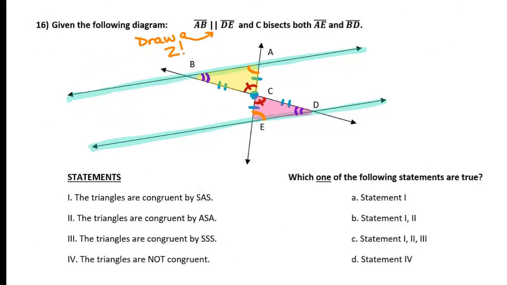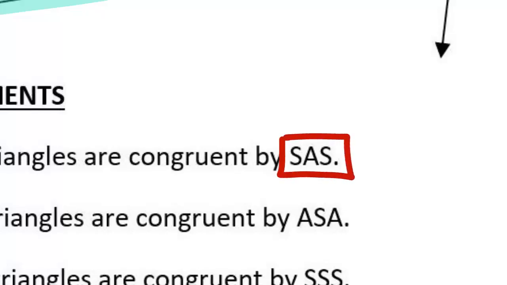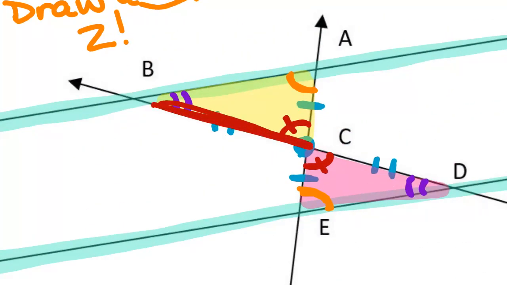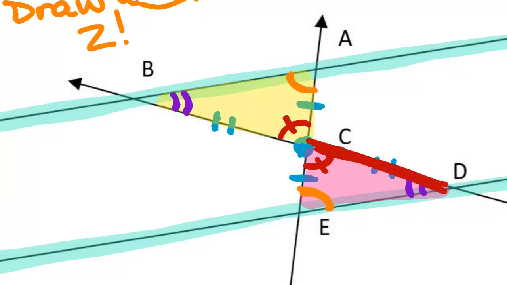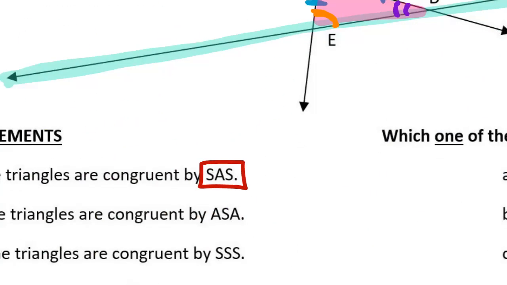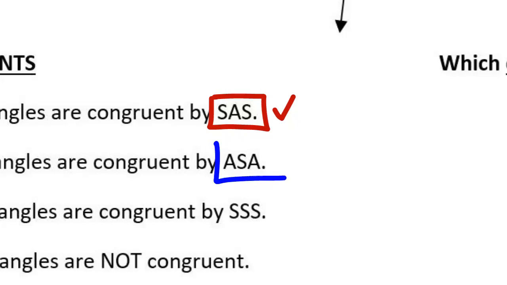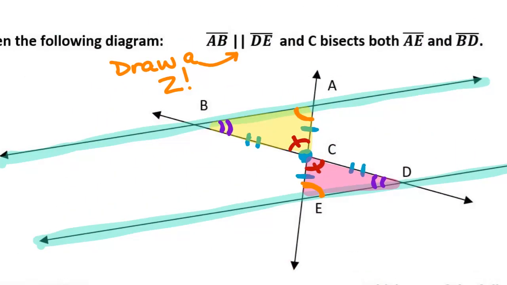So could I use side angle side to show these two triangles congruent? Yes. Side, side, and the angle in between. So we could use side angle side. Could we use angle side angle? Angle, side, angle. Or I could even do angle, side, angle. So yes, I can do angle, side, angle.